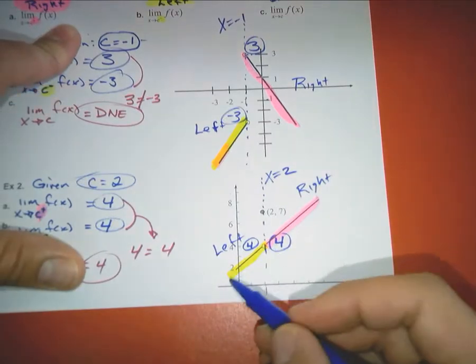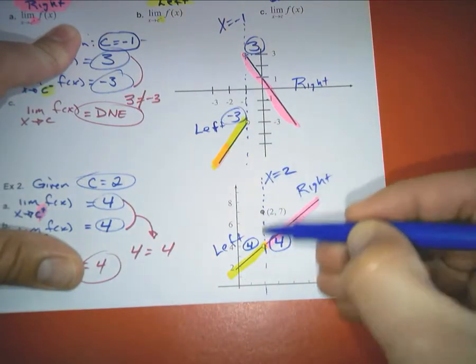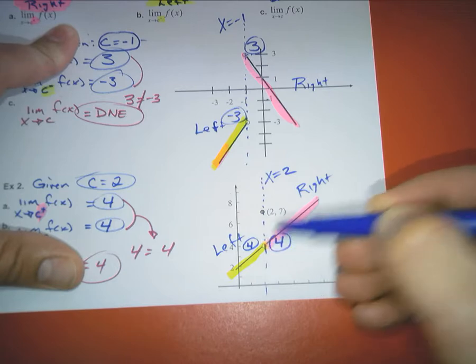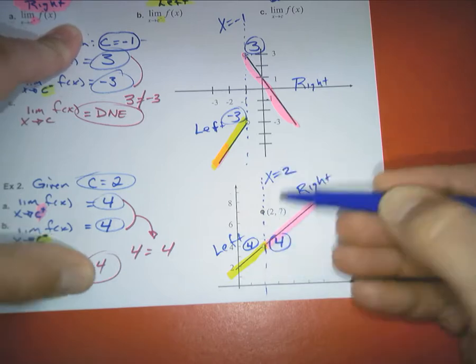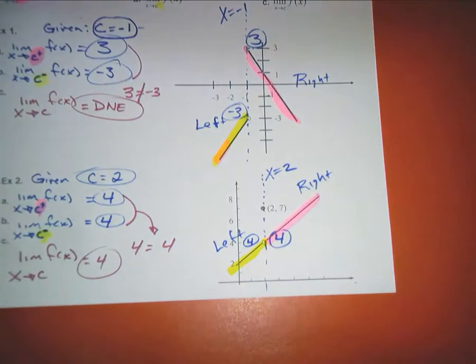When I look at this graph, I see that there's a big old hole right there in my graph. There is a discontinuity. There's a hole right here at x equals 2. Okay? You guys have any questions with that? So continuity is continuous. Okay?